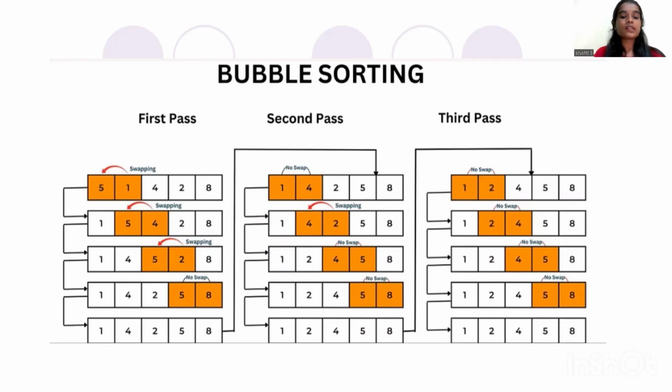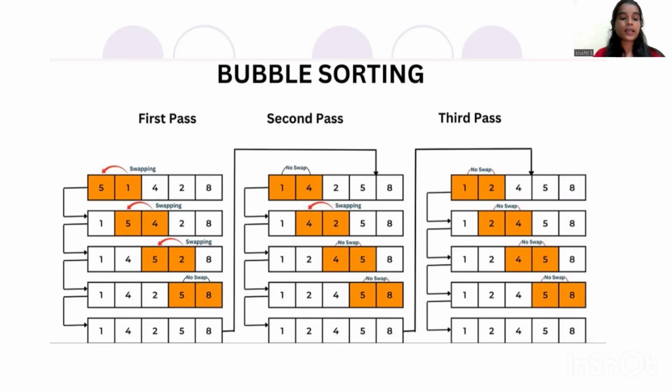So let's compare these two, 5 and 1. When 5 is greater than 2, it should move to the right of 2. So it is swapped and we get the array like this. Then in the same way, 5 is also greater than 4 and it should be swapped, and the swapping goes on until 5 is in the right place. And here it ends the first pass.